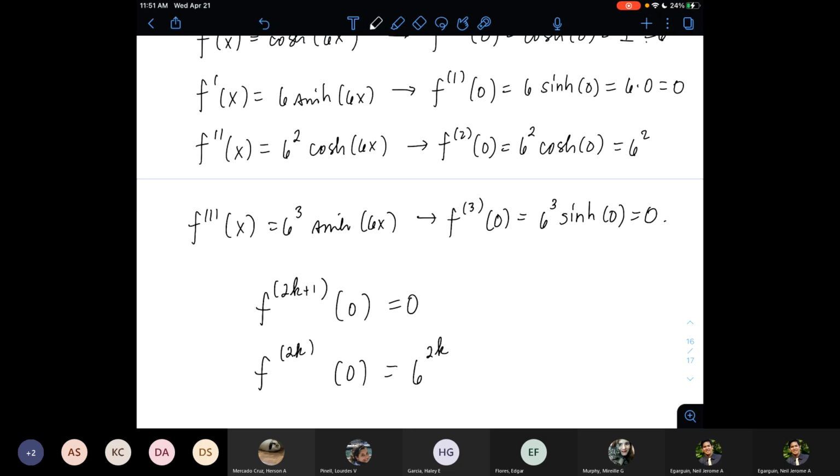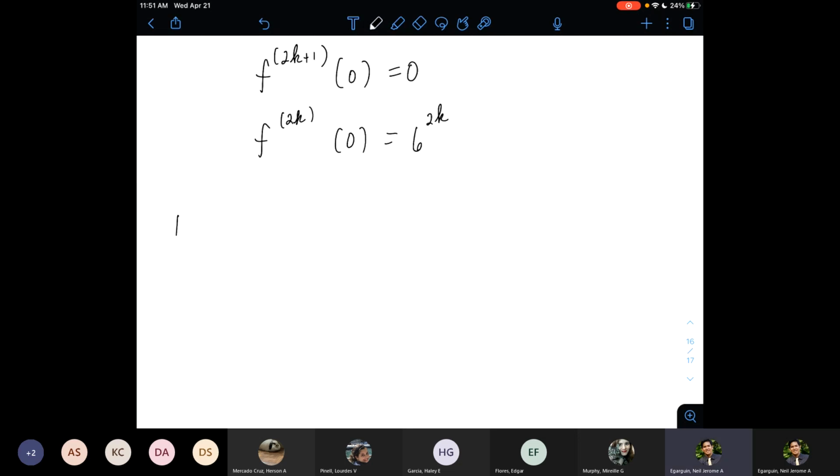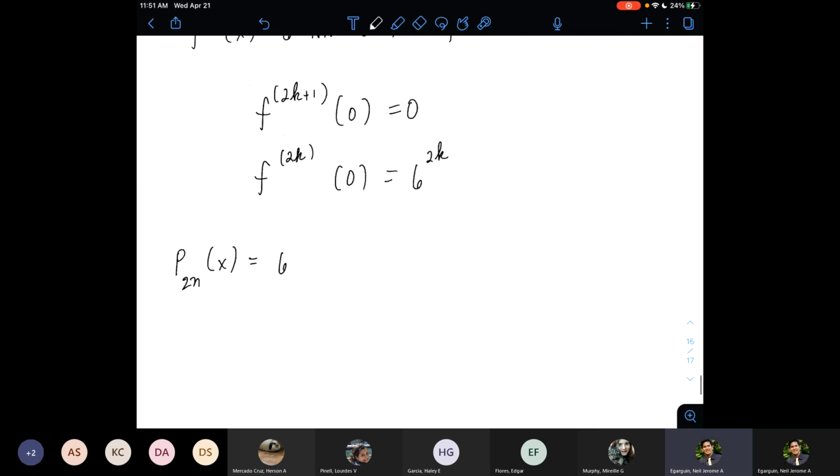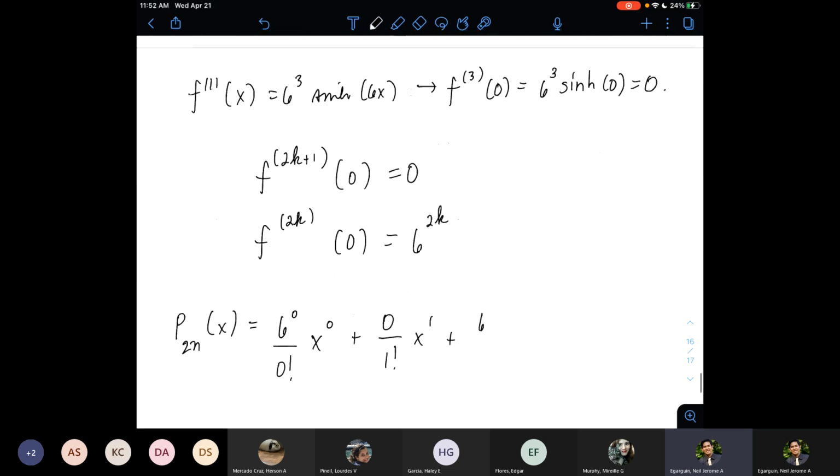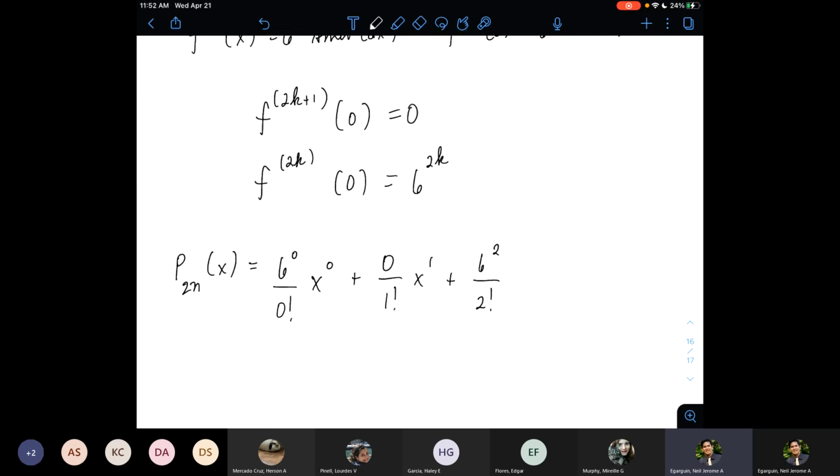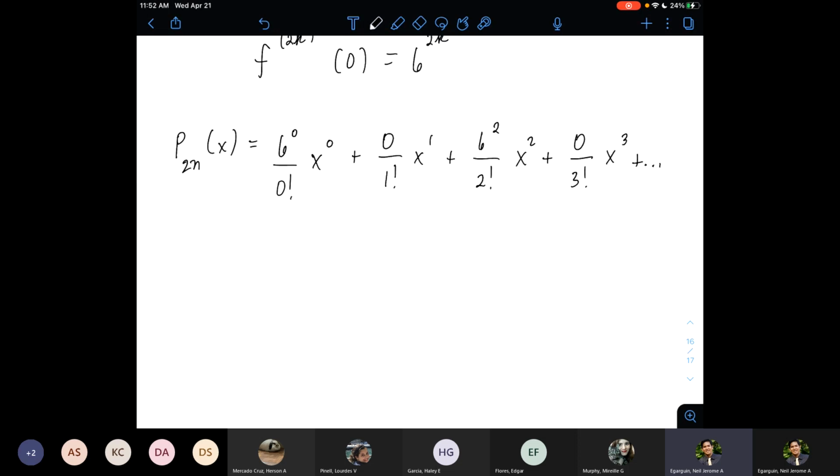All right. So that means the sum will look like this. p sub 2n of x will look like 6 to the 0 over 0 factorial x to the 0, plus 0 over 1 factorial x to the 1, plus 6 squared over 2 factorial x squared, plus 0 over 3 factorial x cubed, and so on, right?